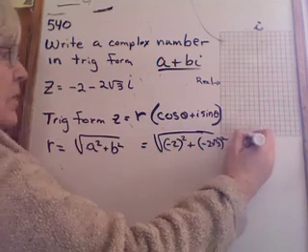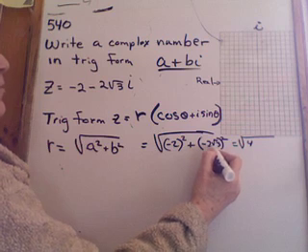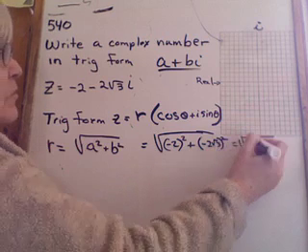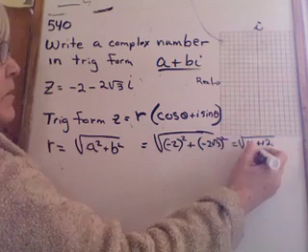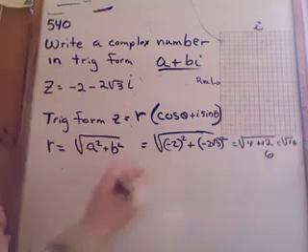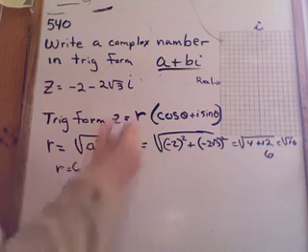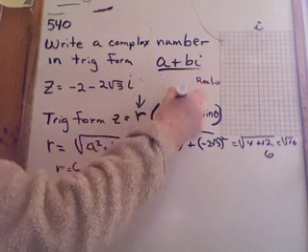So negative 2 squared is 4. Negative 2 root 3 squared is 4 times 3, which is 12. So I get the square root of 16, which is 4. So r equals 4. All right. Now I also have to find the theta, right? I need r and I need the theta.